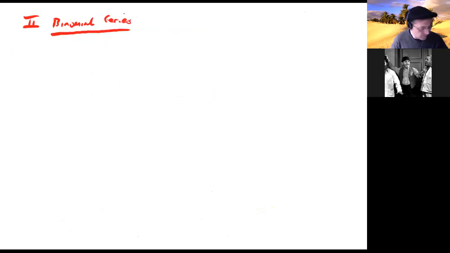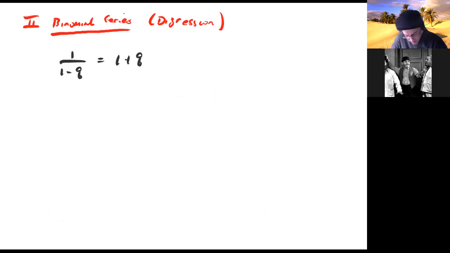So what's that about? This is again a digression. This really is not the main topic of today. Some of what I'm going to say now we've seen before. I didn't systematize it. Okay, so here we go. Let's consider 1 over 1 minus q, or 1 over 1 minus x. We saw that as 1 plus q. Here I'm assuming 0 is less than or equal to q is less than 1, plus q squared, etc.